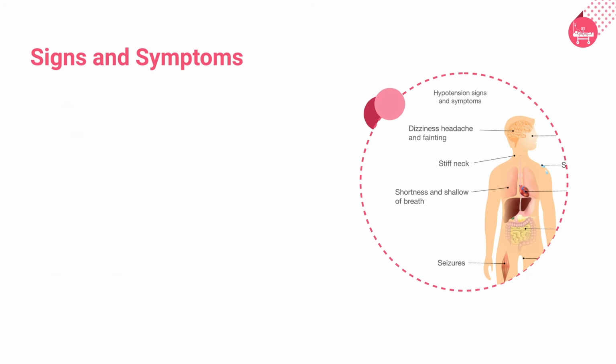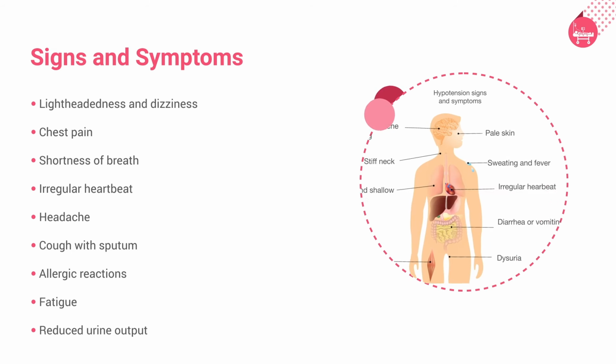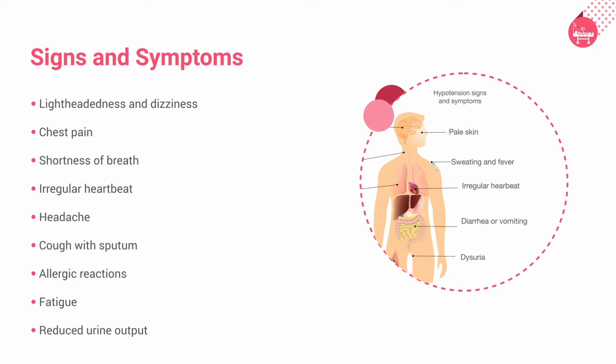Hypotension is usually asymptomatic. The most common symptoms include lightheadedness and dizziness. Other symptoms typically begin from the underlying etiology that include chest pain, shortness of breath, irregular heartbeat, headache, stiff neck, cough with sputum, diarrhea, vomiting, acute allergic reactions, fatigue, and reduced urine output associated with acute renal failure.